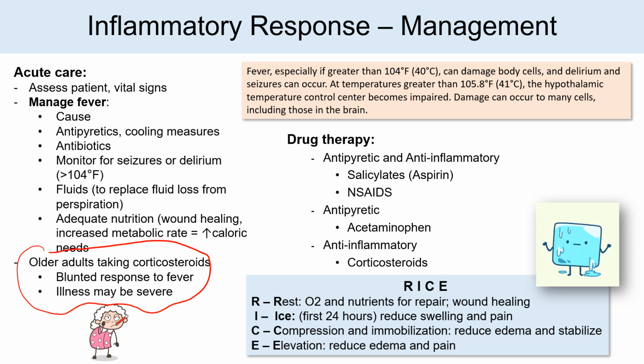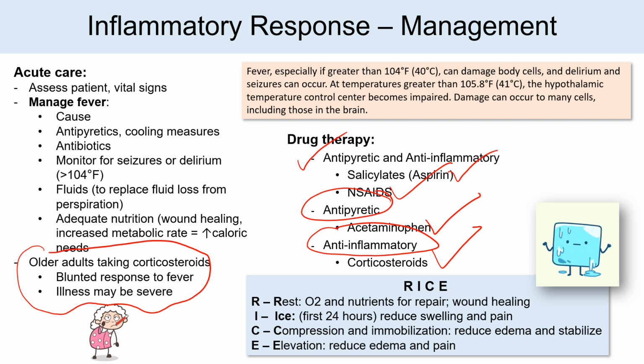All right, so medications. We're going to give antipyretics and anti-inflammatories. That's going to be salicylates such as aspirin and NSAIDs, the antipyretic acetaminophen, and the anti-inflammatory corticosteroids.